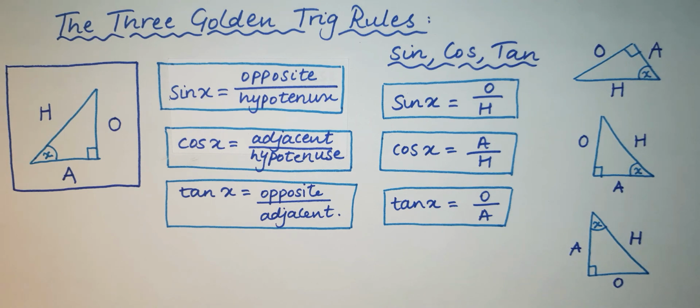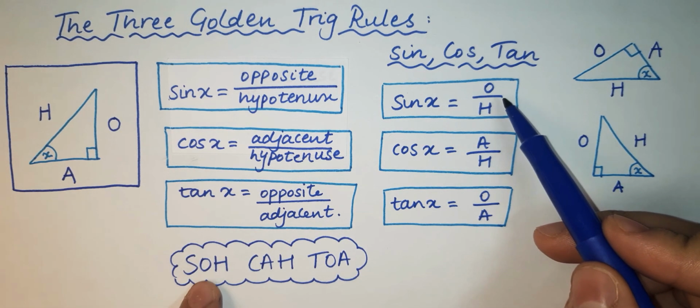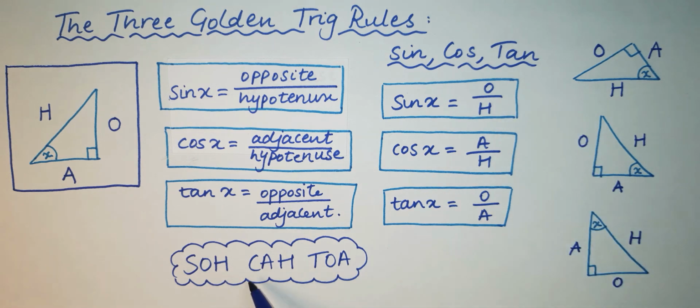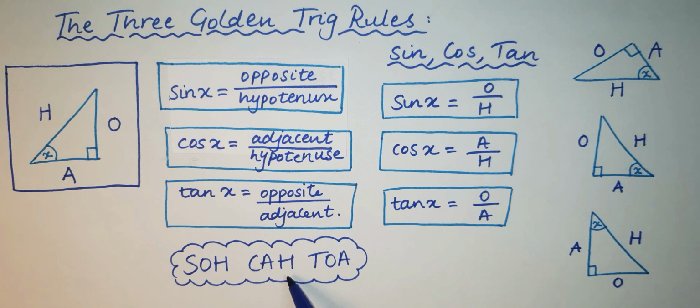And just in one word, you could say SOHCAHTOA. So if I write that out, it'll be easier to understand. So you can see how sine is opposite over hypotenuse. Cosine, cos of x, is adjacent over the hypotenuse. And tan is opposite over adjacent. So that was the 3 golden trig rules for sine, cos and tan that you need to know for your GCSE maths.